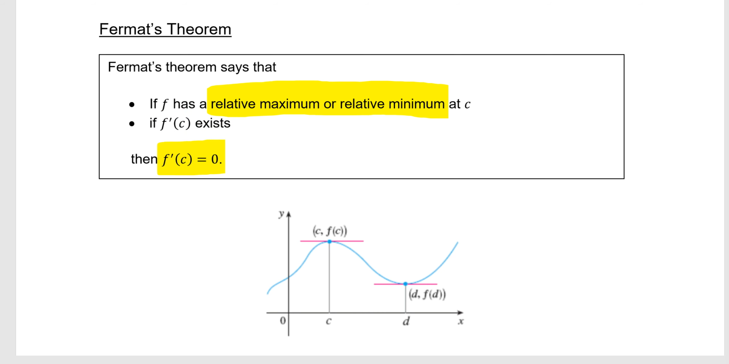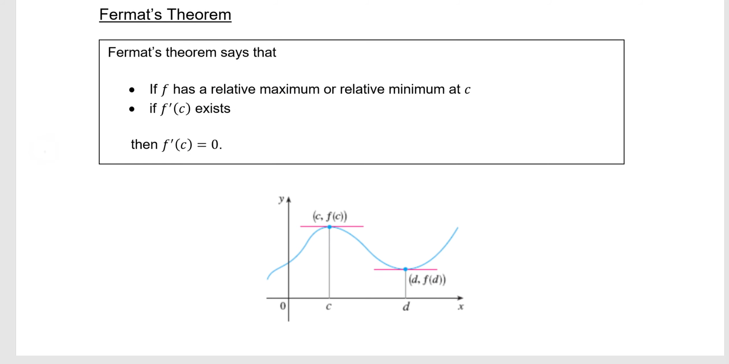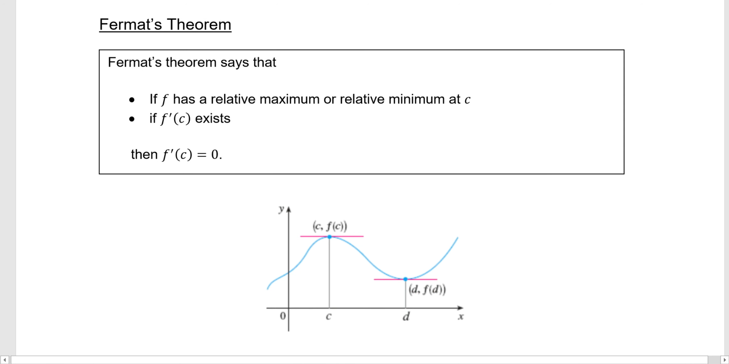So a lot of the time, students forget about the second condition. That's very, very important, because if f prime of c doesn't exist, then it can't equal 0. So what does this mean? Let's take a look at this graph right here.